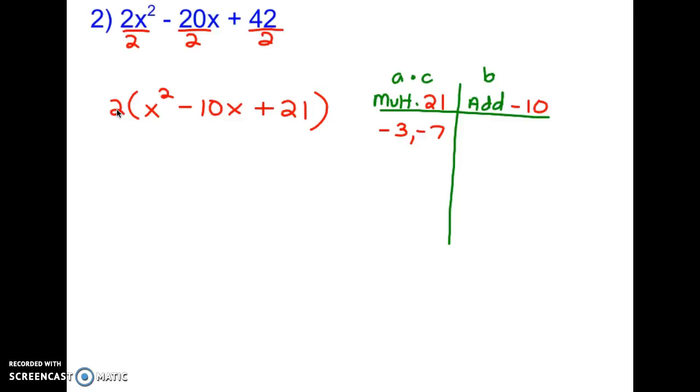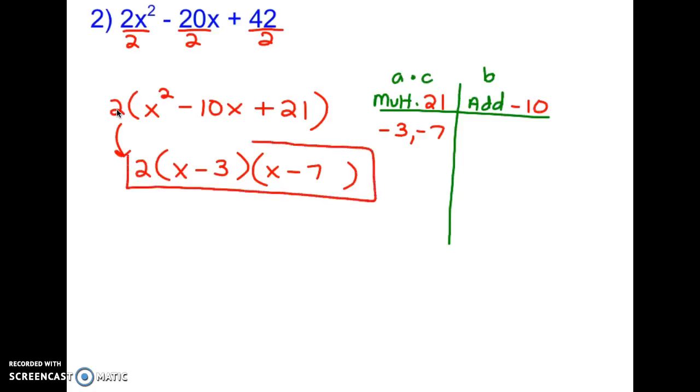So, right now, since I know that number combination, and I don't have a number currently in front of x squared, because I already took a number out, you already know what this factors out to. In the parentheses, that part should factor out to x minus 3 times x minus 7, and all I need to remember to do is bring my 2 out front, and I have my answer.